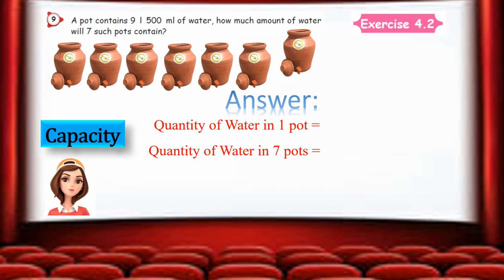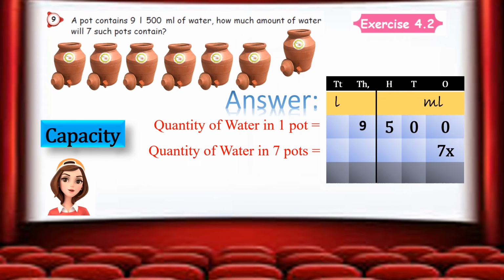Fine. So as usual we need to draw the tabular column like this. Then அவங்க கொடுத்திருக்கிற ஒரு பாட்ல எவ்வளவு இருக்கும், 9 liter and 500 ml கொடுத்திருக்காங்க இல்லையா? So 7 potனா 7 ஆல மல்டிப்ளை பண்ணிக்கணும், that's it. As usual procedure. So let us start to multiply. 7 zeros are 0 and then come to the tens column. 7 zeros are 0 here.